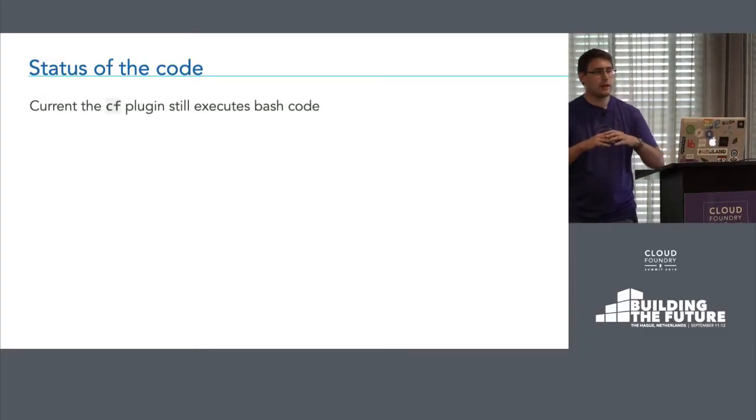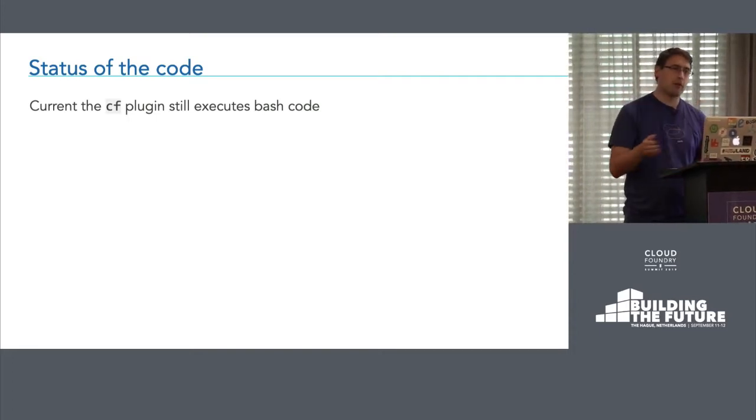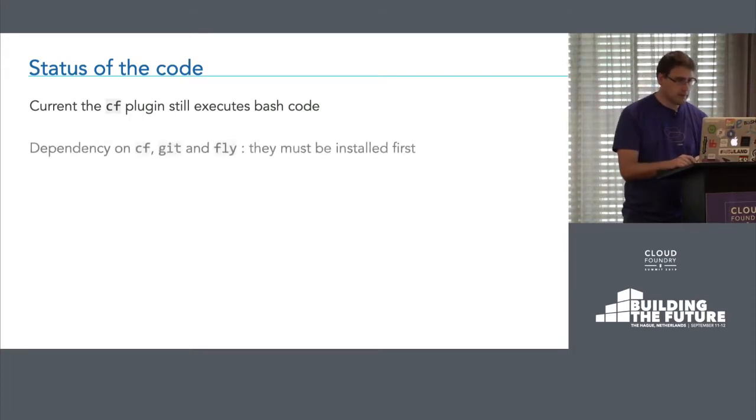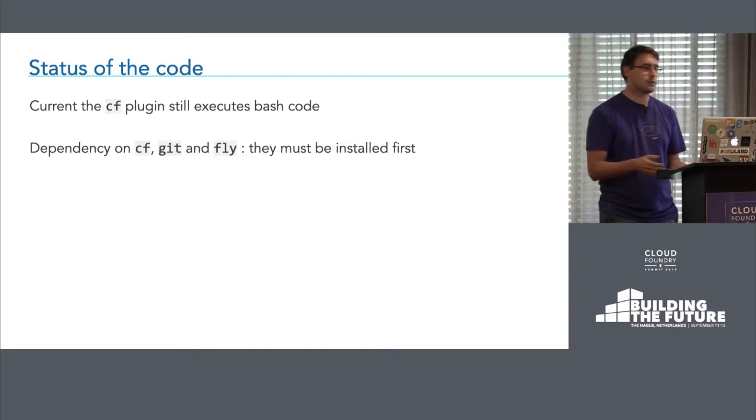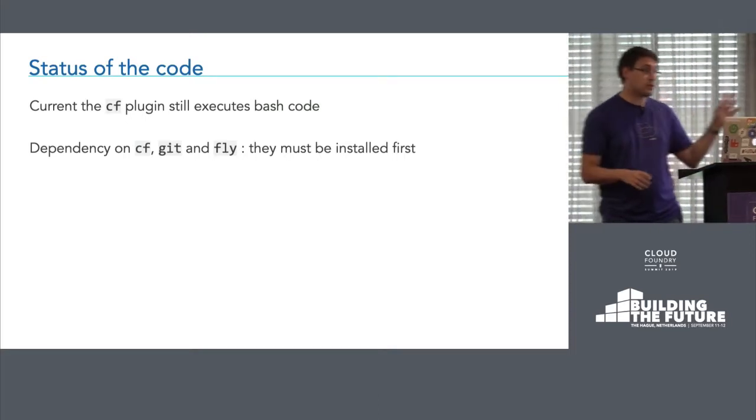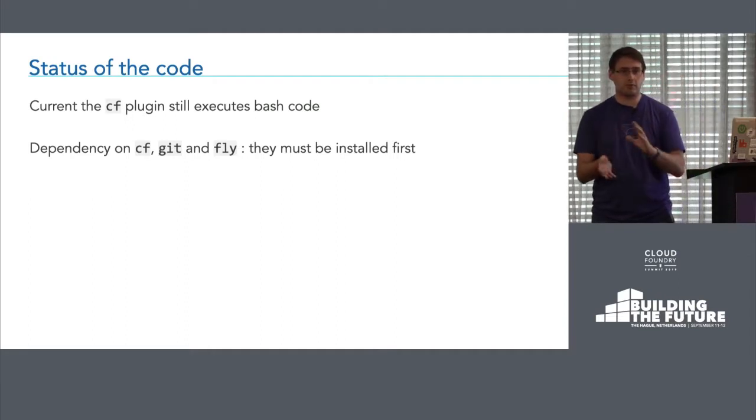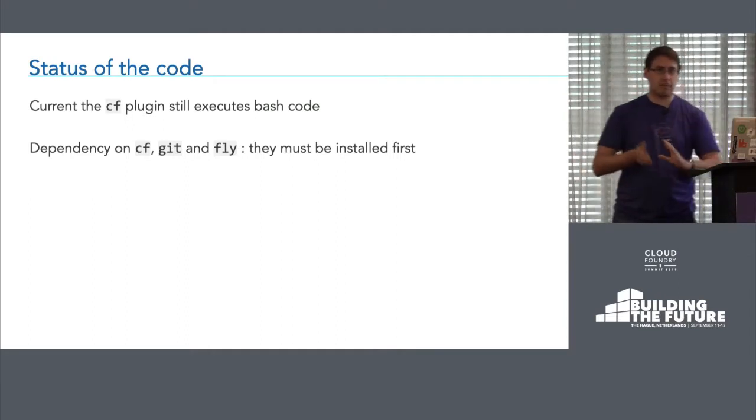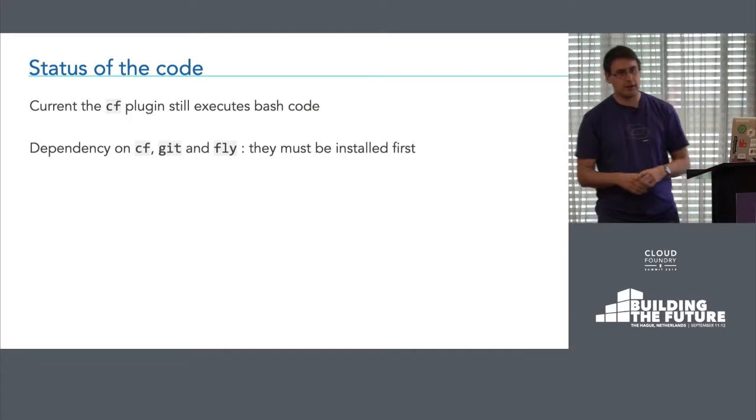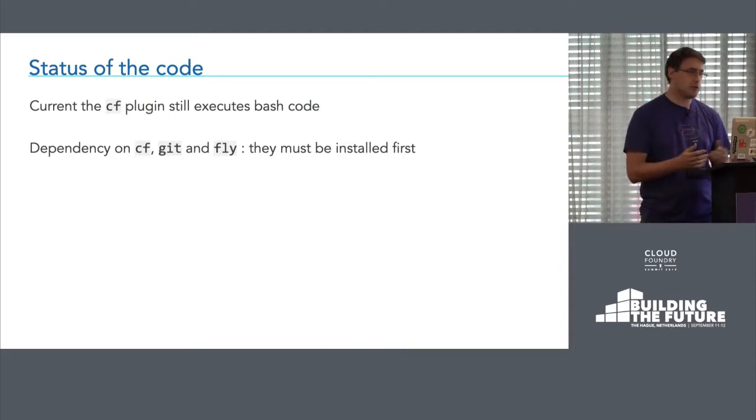So if we go back to our slides, the current status of the project is that the CF plugin still executes some bash code in it. Yeah, we didn't get all the bash code away that we had in the hackathon until now. We also have dependencies on other CLI tools at the moment: CF, Git, Fly. Especially Fly is a big problem because each Concourse version needs another Fly, with a slightly changed API spec, so you have to use the specific Fly version of that Concourse server, which in our setup would be some part of the platform, so developers don't need to know about what to use, but use the right CLI plugin version, for example. And we have to look into that.